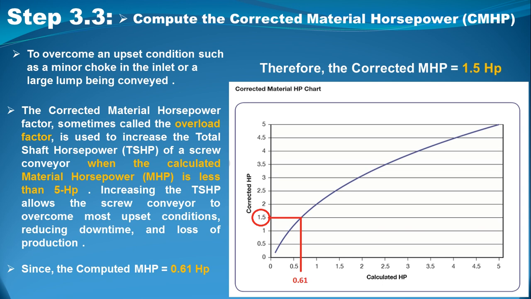As you can see on the chart, using the computed material horsepower on the x-axis, you intersect through the curve, then go to the left on the y-axis. So you get the 1.5 horsepower, as you can see on the chart.